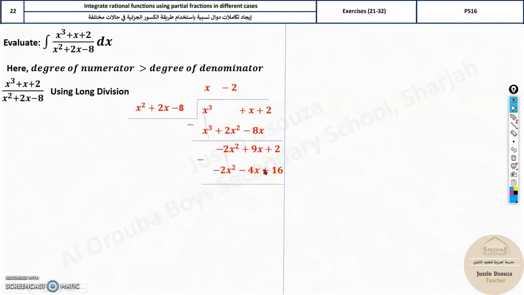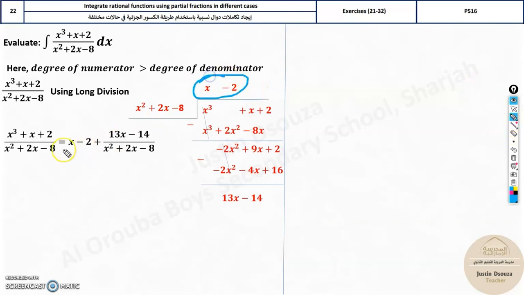Now solve it up. What's the answer? You're remaining with, this changes sign over here. This becomes plus, this becomes minus. So you will have 13x minus 14. Okay. Can you go further? No, the degree of the divisor is more over here. You need to stop over here because this is the remainder. Now, how do you write the long division answer? Whatever is over here, you write it as it is. And then the remainder must be divided by the divisor. Always. That's how we write it.